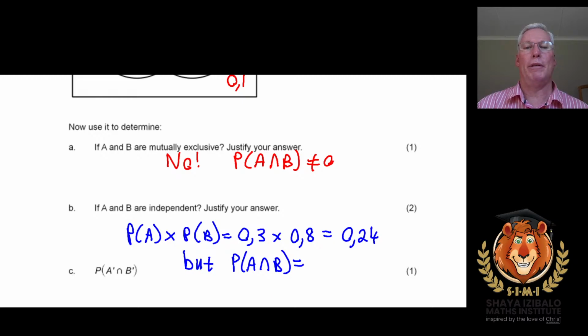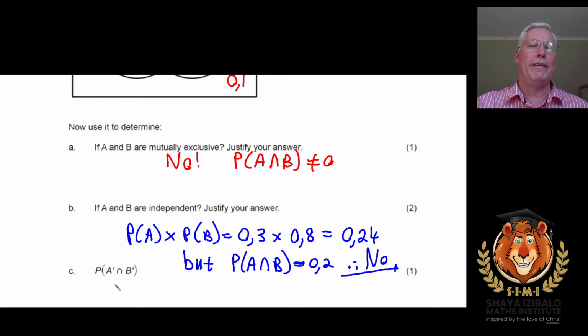Sorry. The probability of A and B is 0.2. Therefore, not independent. If they're not independent, then we can say that they are dependent. But the question actually said, are they independent? So I'm just going to say no. If they're not independent, they are actually dependent.